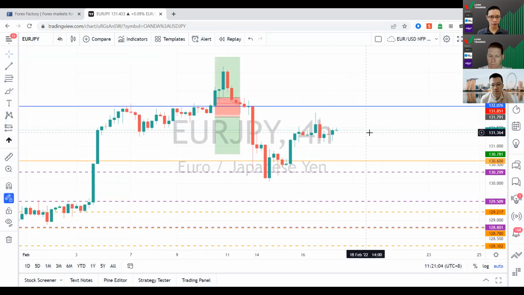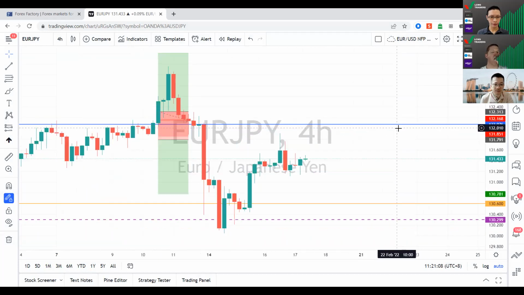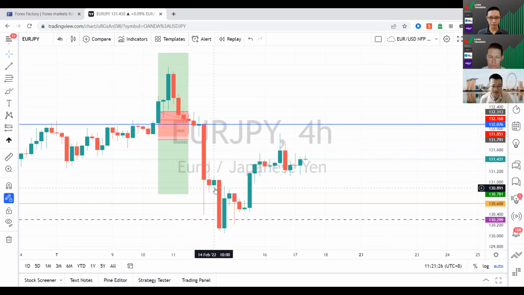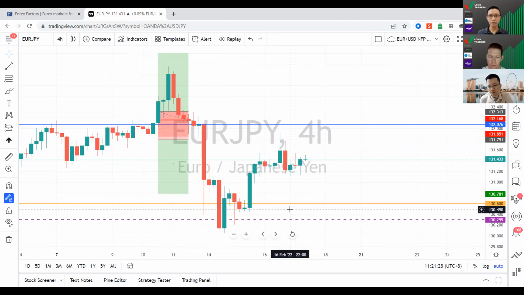Euro yen looks a little bit different to the US yen. I think in this case, we might be seeing a little bit more of a different move, right? So the last time we spoke about it, it was sitting at this 132 level. We have both the upside and the downside potential. If you did jump into those trades, you would have had both the upside and the downside. I like how it has reacted to this 130.60 level and bounced back up.